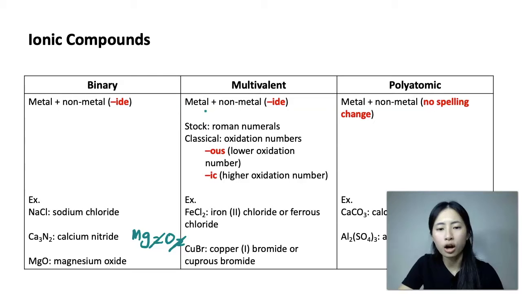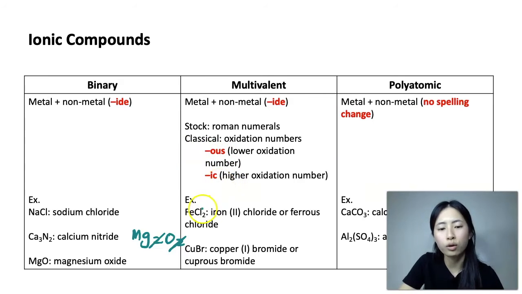So you look at the charge, and if you're using Roman numerals, then this is the stock way of naming your multivalent ionic compound. However, if you're using the classical way of naming, then depending on whether the charge is lower, you would use -ous, and if it's a higher charge, then you would use -ic.